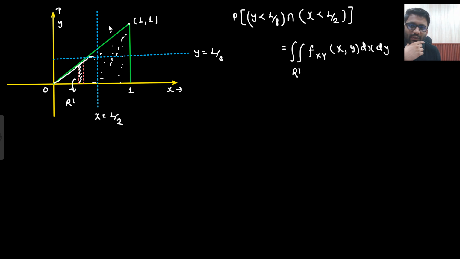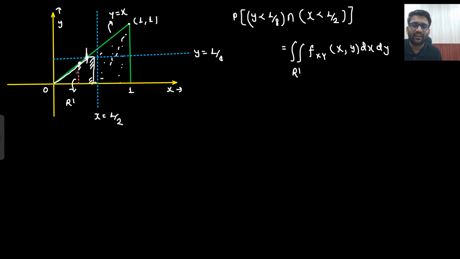Because this line is y equals x. So when this strip is moving, till this particular point, the limit of y will go from 0 to x. But just as the strip comes here, the limit of y will go from 0 to 1 by 8. So you will have to break the limits in two if you are taking the vertical strip. Till this point, y is going from 0 to x. But after that, y is going from 0 to 1 by 8. So this is our issue.